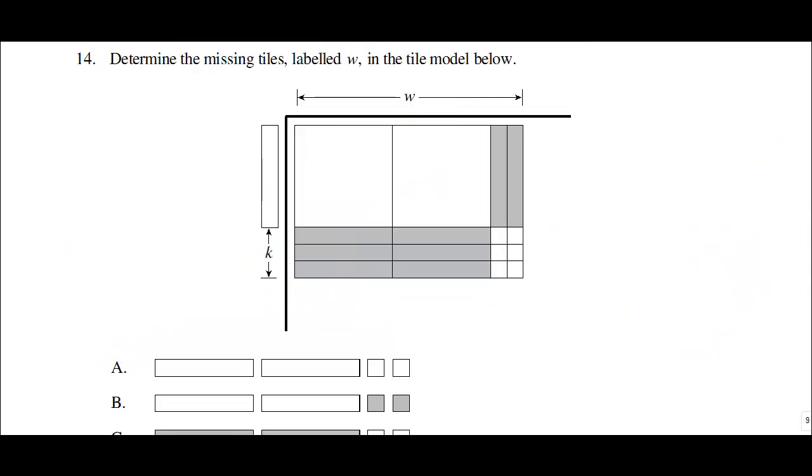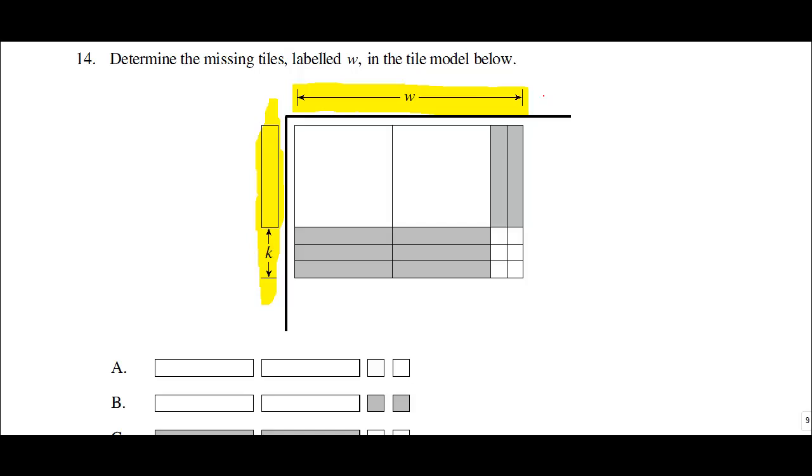Okay, number 14. Determine the missing tiles labeled W in the tile model below. All right, this is a little bit strange of a question, I have to admit, at least in my opinion. When I first saw this, I had trouble just trying to figure out what they were even asking. But if you remember, when we're dealing with algebra tiles, we normally have tiles on this side. So you'll notice that they have this on this side here, which kind of tells you what they have over there.